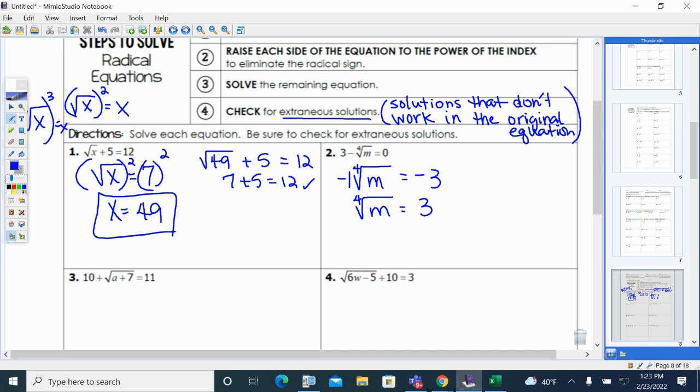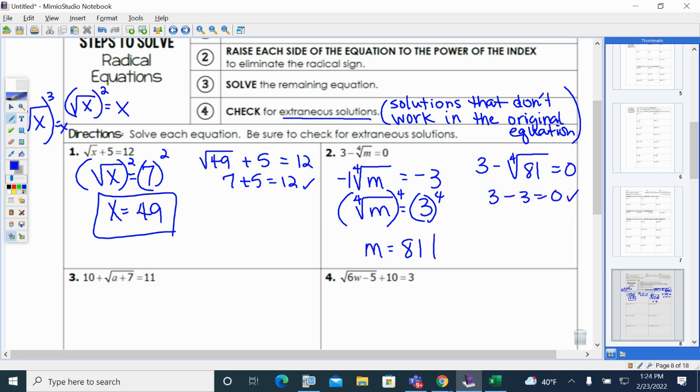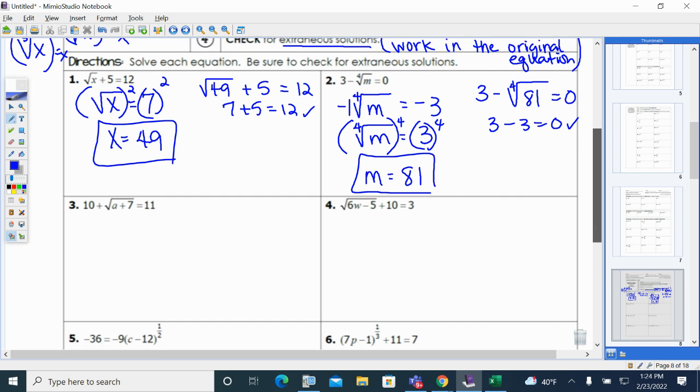Now that I've got the radical by itself, I'm going to raise both sides to the power of the index. I'm going to raise this to the fourth power. And that's going to make the radical go away, giving me just m equals, and then 3 to the fourth power is 81. And again, you must go back and double check. So I've got 3 minus the fourth root of 81. Is that really and truly equal to 0? Well, 3 minus 3 does equal 0. That checks out. So m does equal 81.